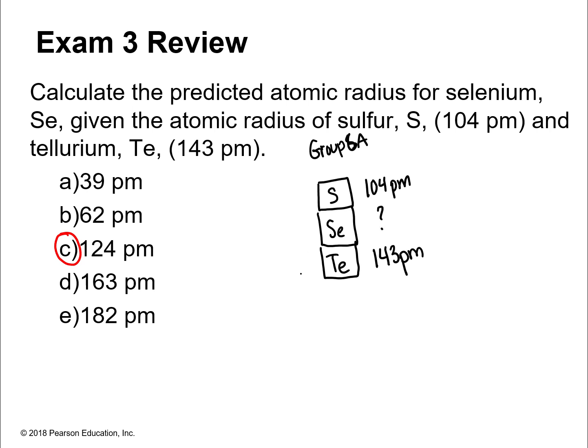We know for our trend in general for atomic radius, as you go up a group, you're going to increase. So that means that the radius for selenium has to be smaller than 143 picometers, but it's got to be bigger than 104. So it's somewhere in between. The only answer that fits that is 124 picometers.